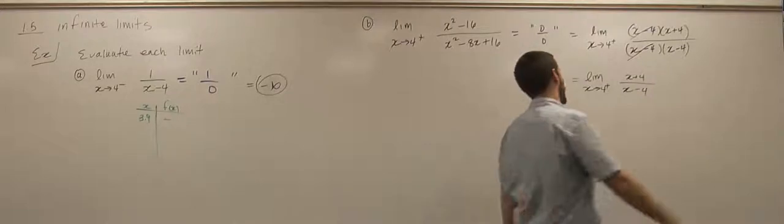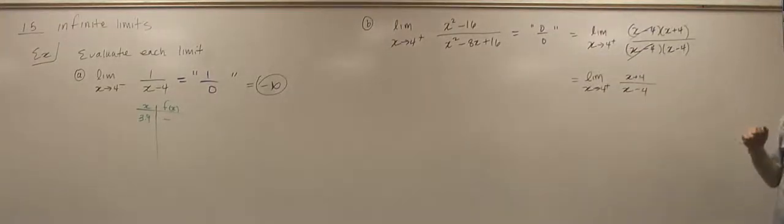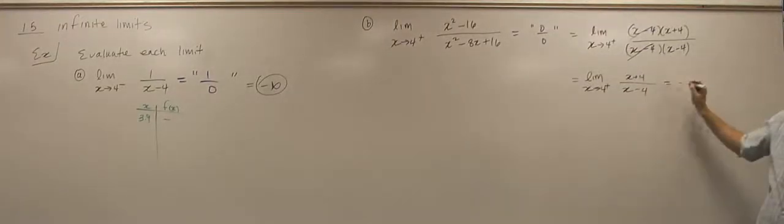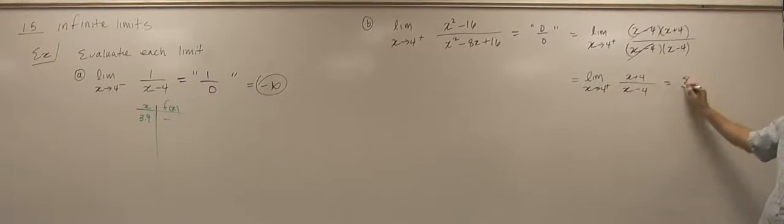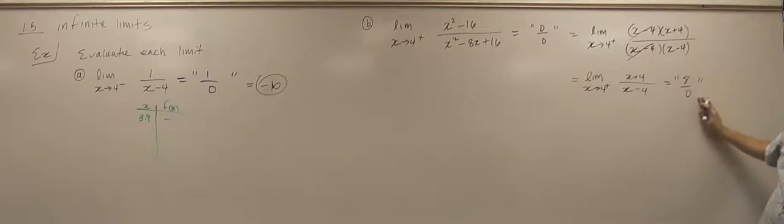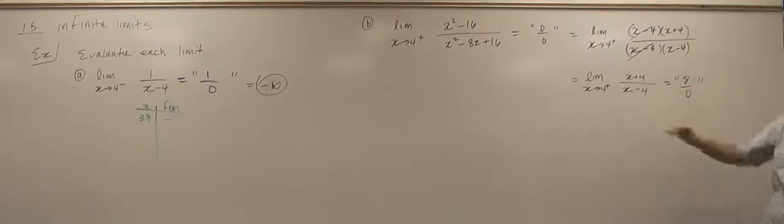Graph it. Graph it, yes. What do you get when you plug in 4? Plug in 4, you get 8 on top, 0 on bottom, right? If you just try to plug it in. Constant over 0, we know it's going to some sort of infinity probably. And we just have to figure out positive or negative.